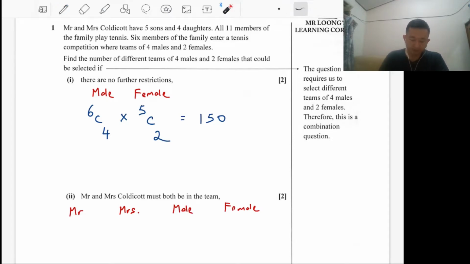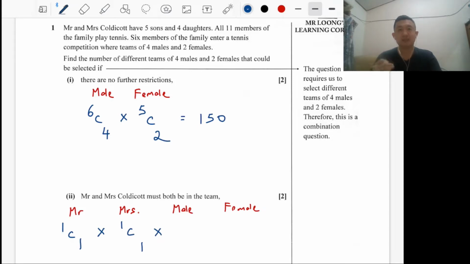The next question has a little bit of constraint. The dad and the mom must be in the team. You must include them in the team. So to make sure they're included, we're going to take them out from the total family members. The dad has to be included. That is 1C1, must be selected. And the mom also. So it's another 1C1, must be selected. It's very specific, the dad and the mom.